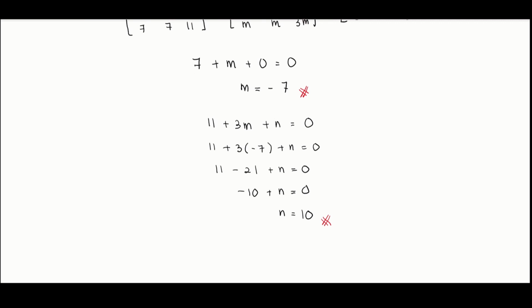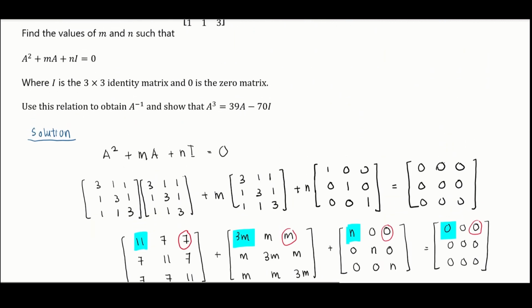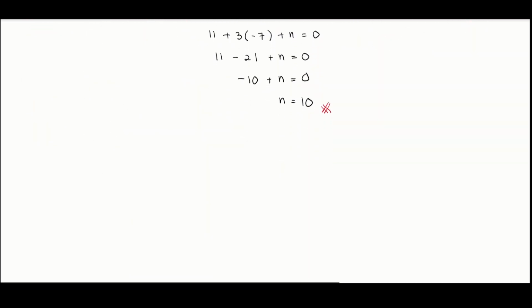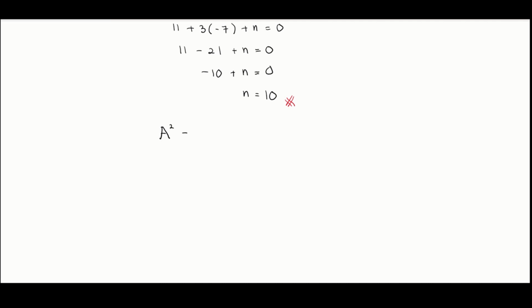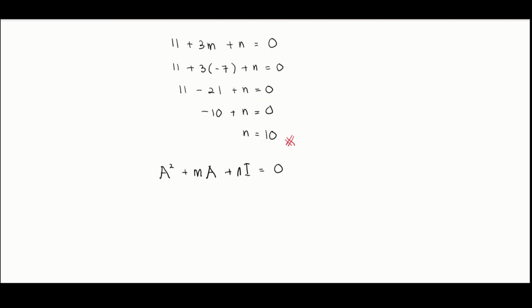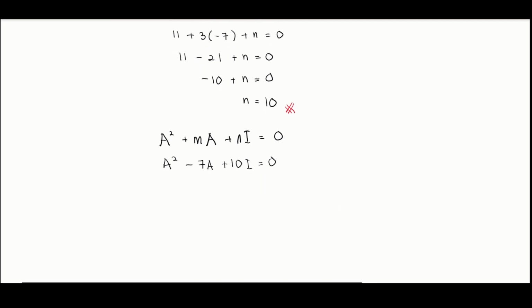The second part of the question is to use this relation to obtain A inverse. From the equation A squared plus mA plus nI equals 0, and knowing that m equals negative 7 and n equals 10, we can substitute those values. So we have A squared minus 7A plus 10I equals 0. From this equation we need to find A inverse.